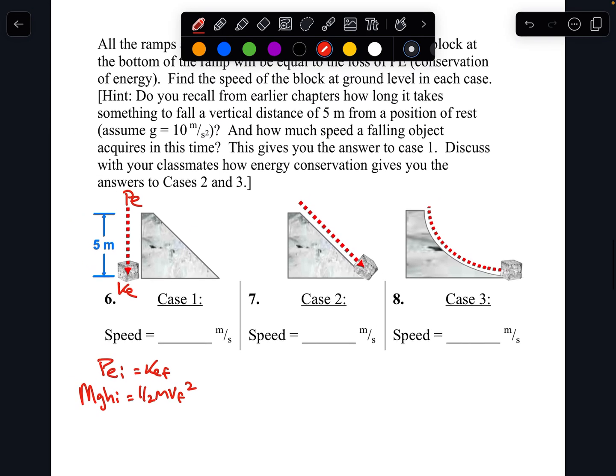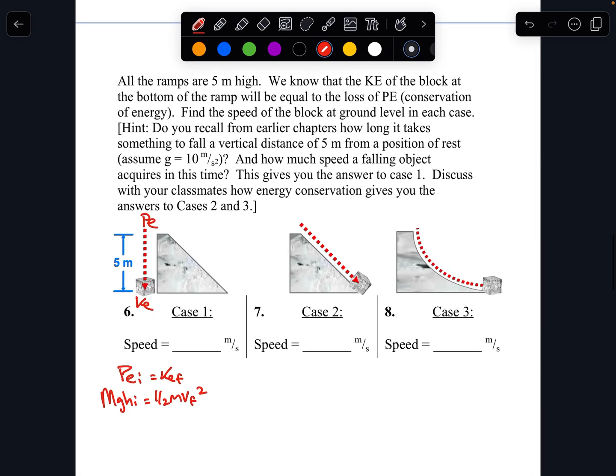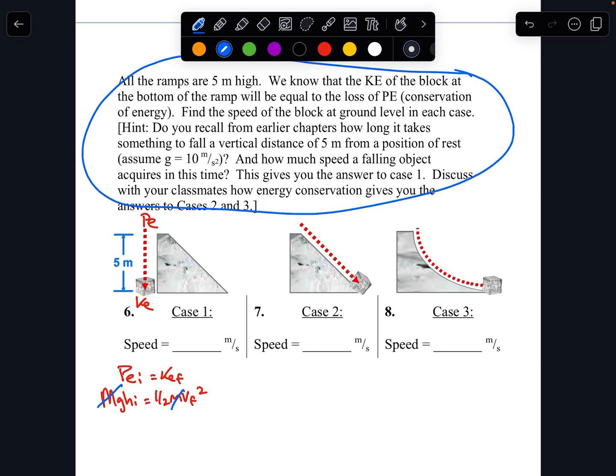What you'll notice here, and we've seen this before, is that mass shows up on both sides of the equation. That's important because that means that we can strike mass out here. We can factor it out. We don't need it to solve this problem. And that's important because you'll notice from the prompt that we do not have mass. We do not know that information. So it's good that we don't need it because we don't have it.